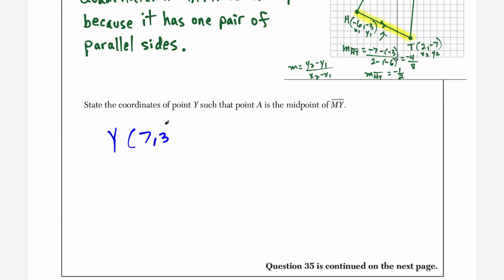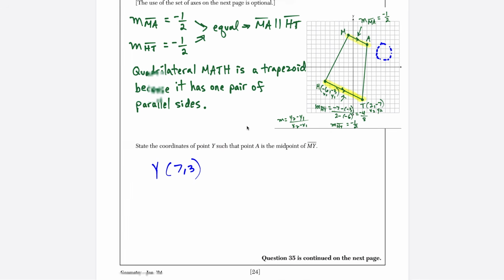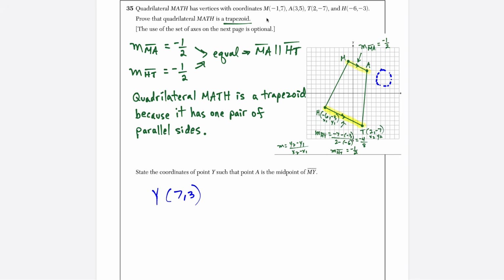Now for this one, if we want to check our work, what we could do is we could use the points that we started with here. We started with knowing that point M was located at -1, 7, and point Y we're saying is 7, 3. So if A is the midpoint, we could use the midpoint formula, x1 plus x2 divided by 2, comma y1 plus y2 divided by 2, to see if point A is actually in the middle of MY. So we're going to have here A is located at, and now we're going to add the x value of M and Y.